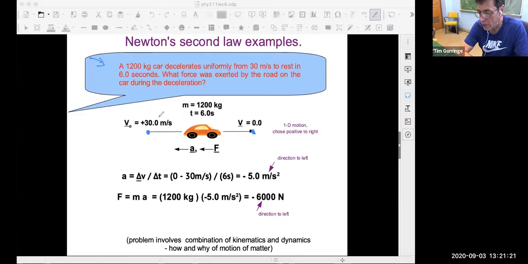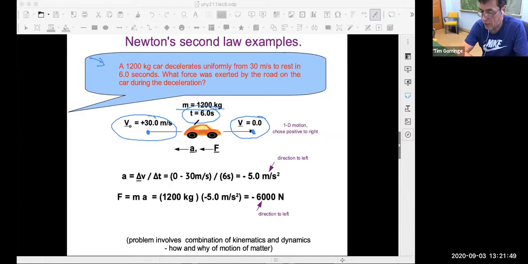We were told some facts. The car's mass is 1,200 kilograms. That's a fact about the car. Then we were told some facts about the motion. So it started at 30 meters per second, initial velocity. It ended up 0, final velocity. And that all took 6 seconds. And so those are the description of the motion of the car, the deceleration of the car.